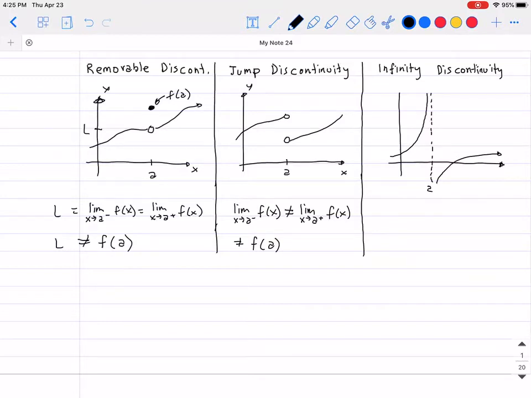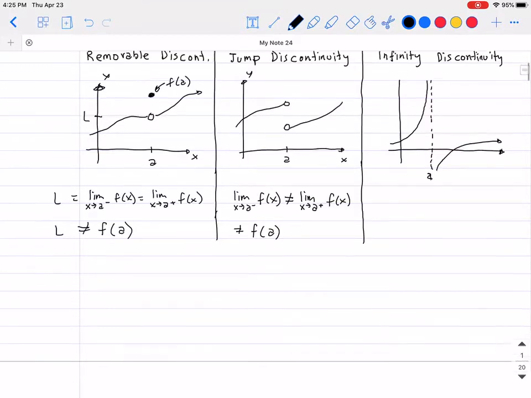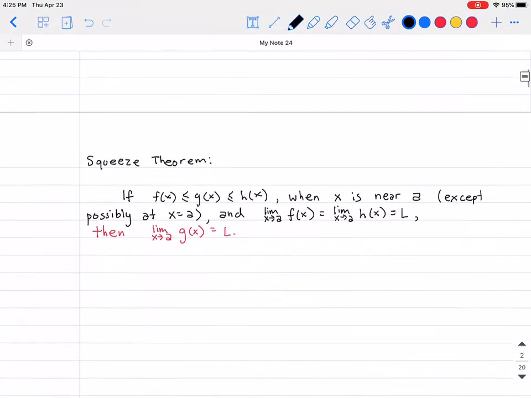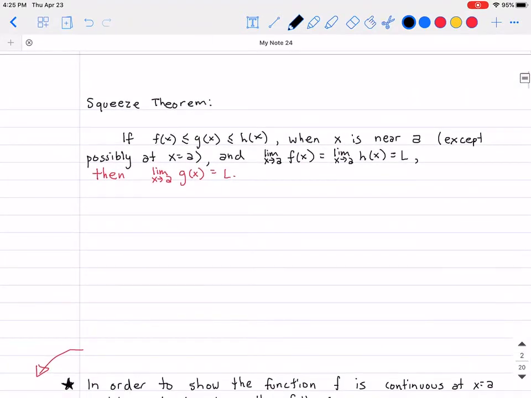So you can see how things are starting to tie up now with the whole limit things that we've been doing so far. So let's go ahead and continue on to some of the theorems that you might be seeing in this section. The first one is called the squeeze theorem.